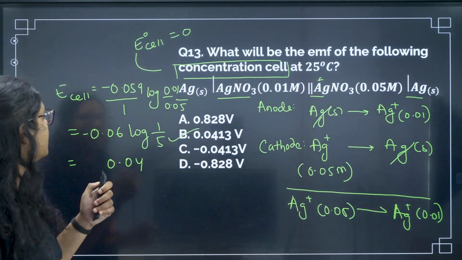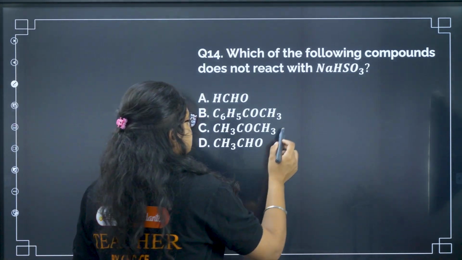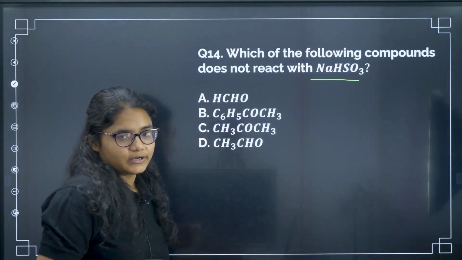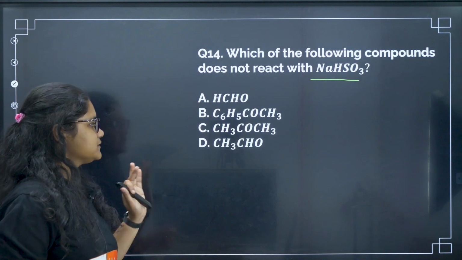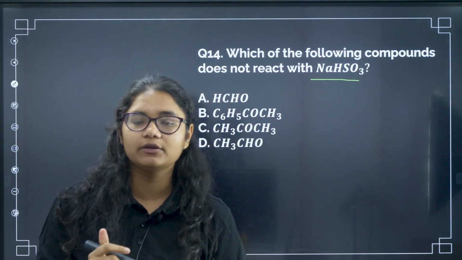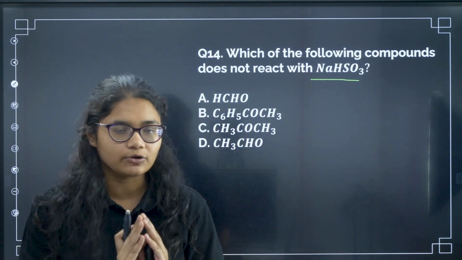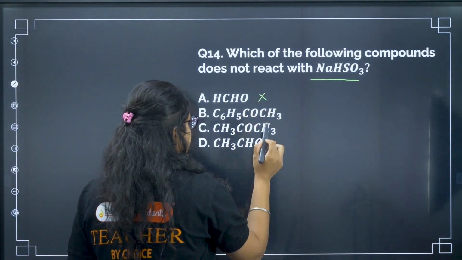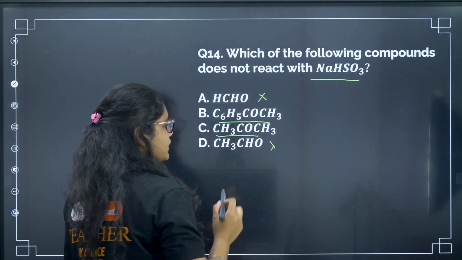Okay, next question. Which of the following compounds does not react with NaHSO3? Okay, so you can see the options. First of all, the options are all aldehydes and ketones, right? We know aldehydes are more reactive than ketones. So that is why I can eliminate these options. Now here there are two ketones, right?